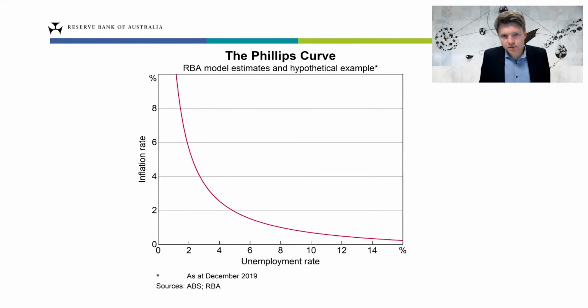So I was just talking about the relationship between the unemployment gap and inflation. And the framework that we use to think about that relationship is known as the Phillips Curve. And the Phillips Curve is really one of the most important macroeconomic relationships that the RBA thinks about when it's making its monetary policy decisions. It's really at the heart of monetary policy.